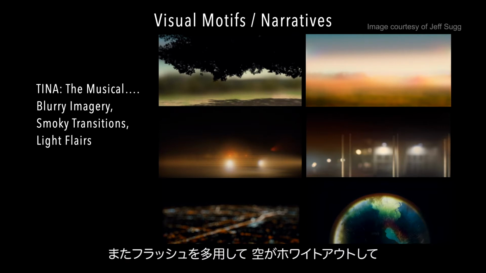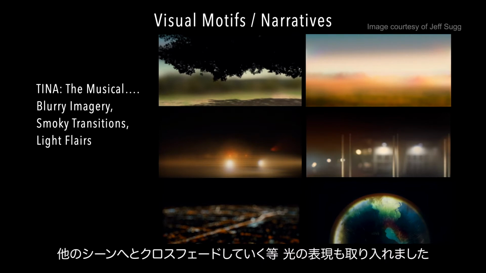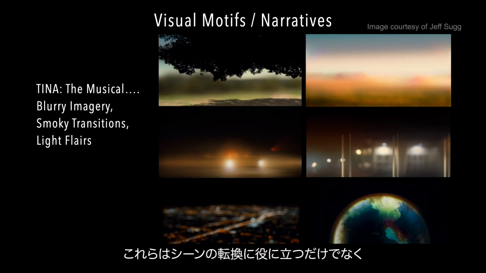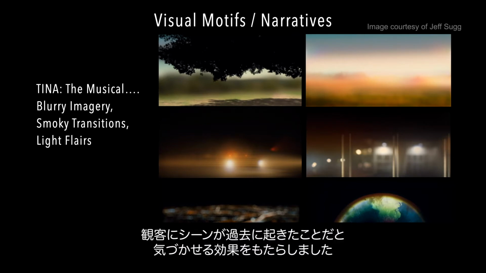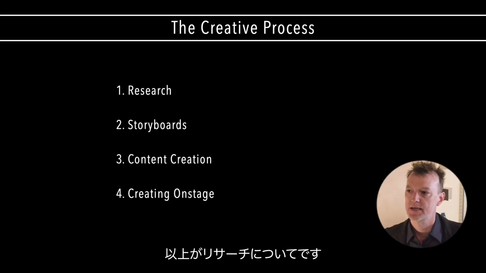And then a lot of light flares so that you could use the light to fade from one place to another, so the sky could white out and crossfade from one scene to the other. And these all became really useful ways to go from place to place, but to also remind the audience that it was one cohesive idea that we were working with. Okay, so that gives us a lot of information about research.